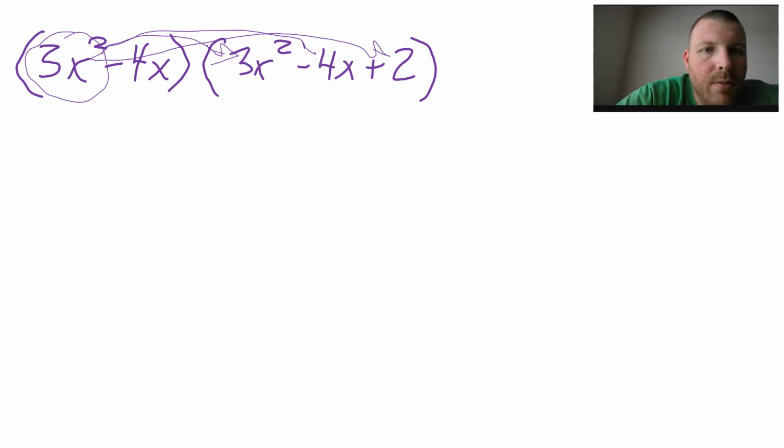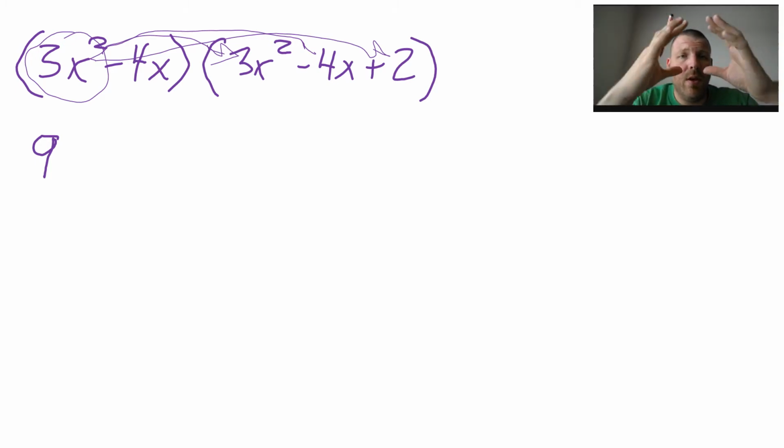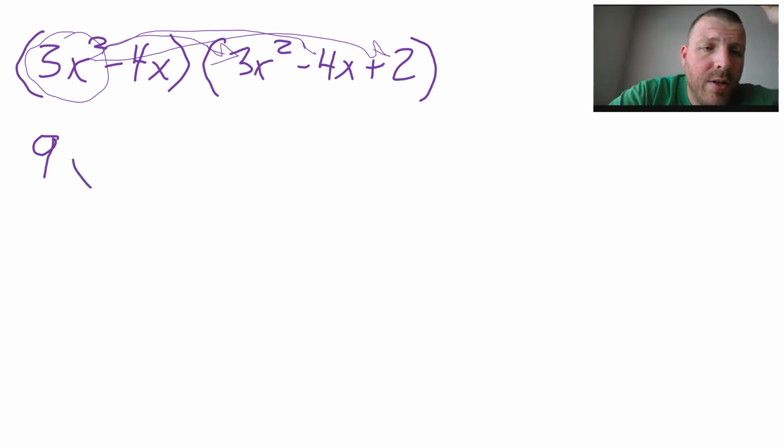So if I take 3 times 3, that's going to make 9. Now I have an x squared and I have another x squared. When we multiply, the exponents have to add. So we're going to add those together, and that's going to make x to the 4th. Okay?